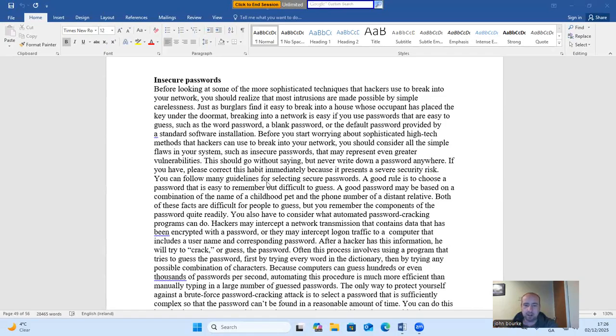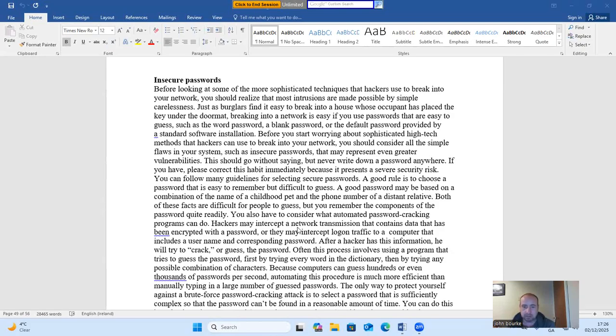You can follow many guidelines for selecting secure passwords. A good rule is to choose a password that is easy to remember but difficult to guess. A good password may be based on a combination of the name of a childhood pet, a phone number, and a distant relative. Both of these facts are difficult for people to guess, but you remember the components of the password quite readily. You also have to consider what automated password cracking programs can do.